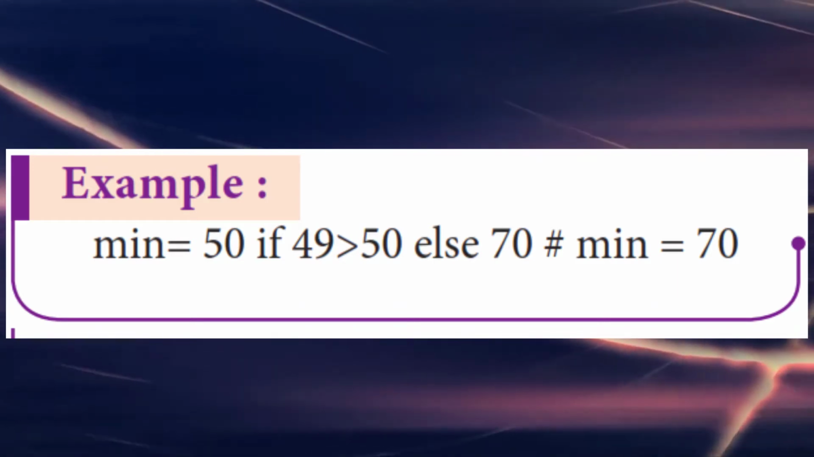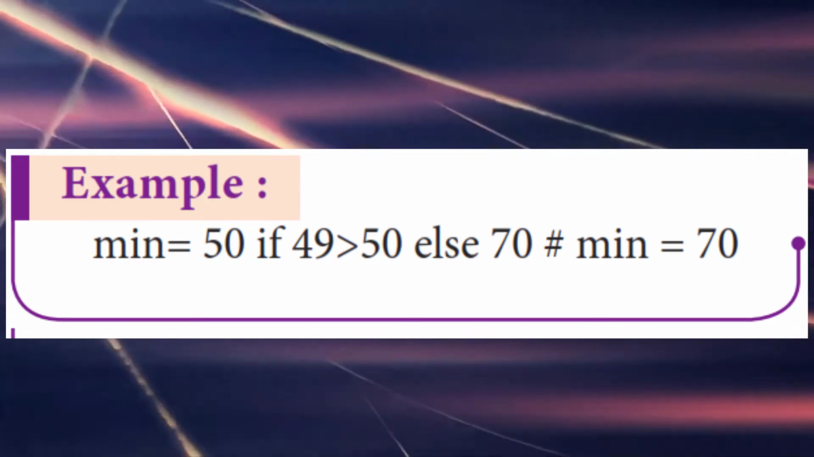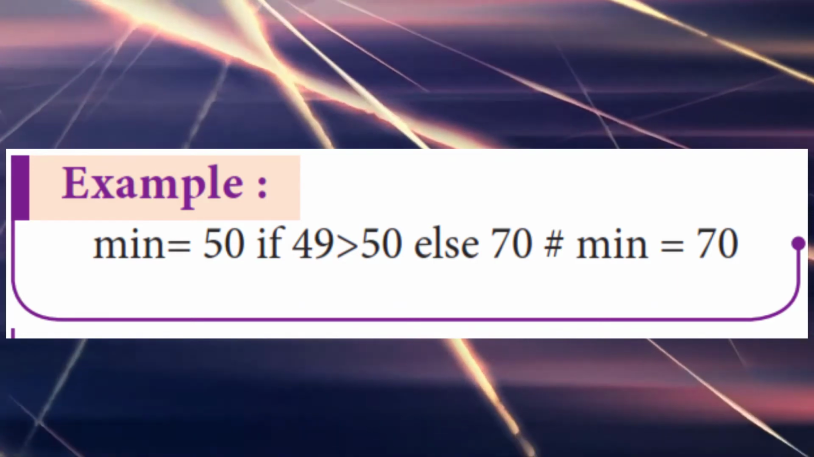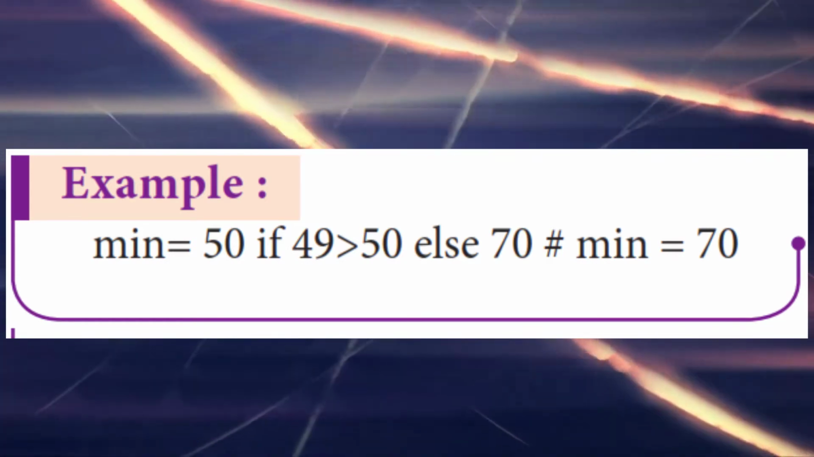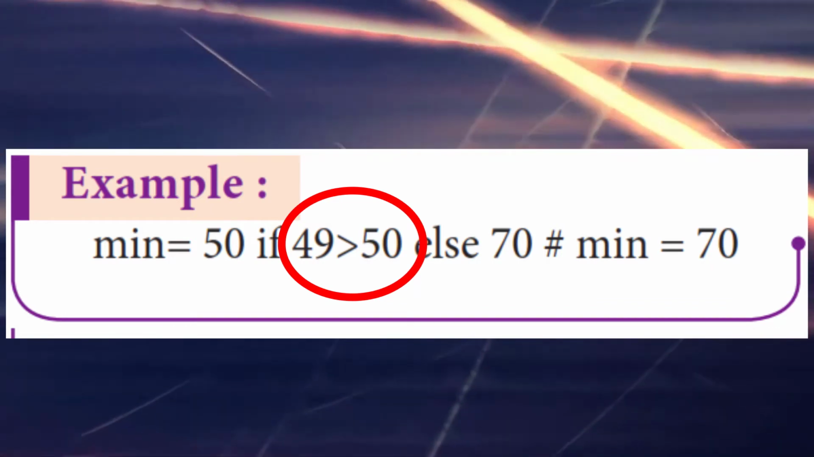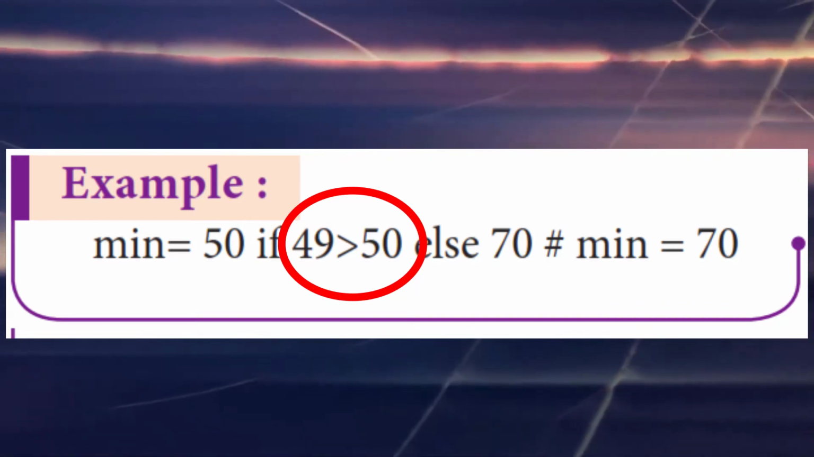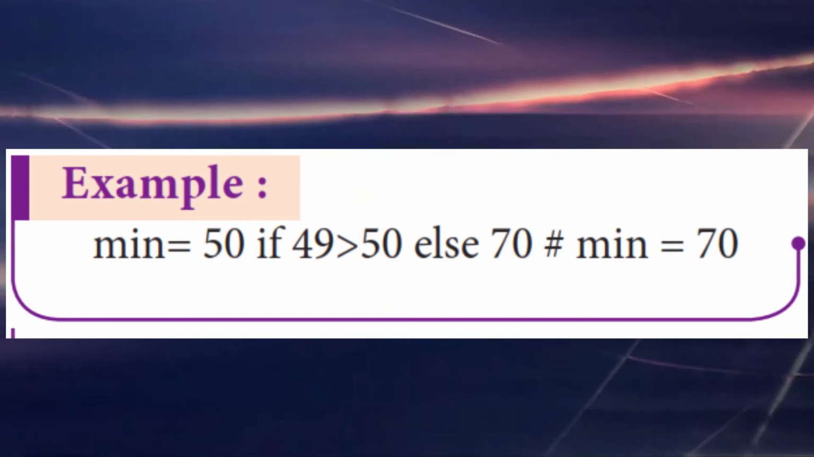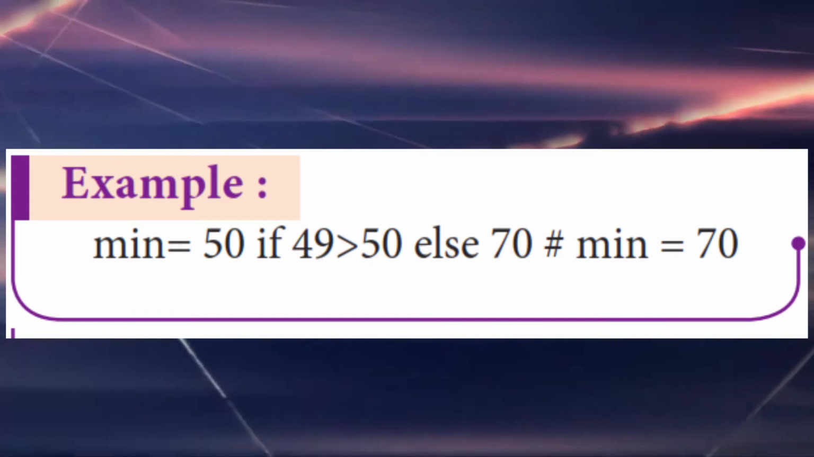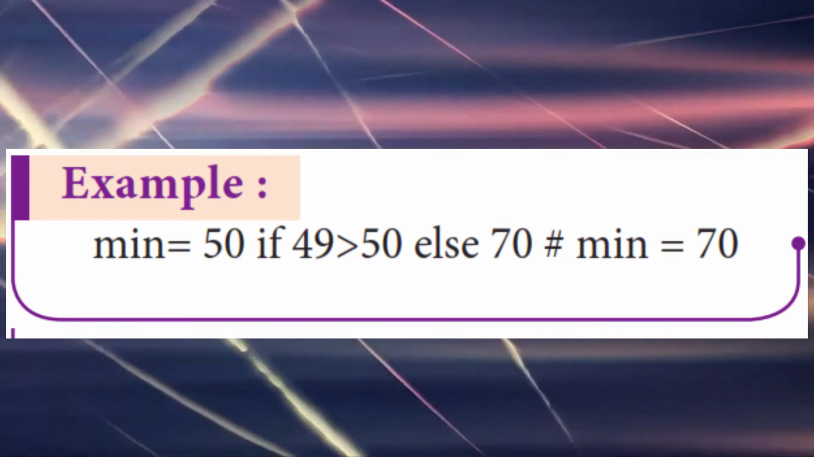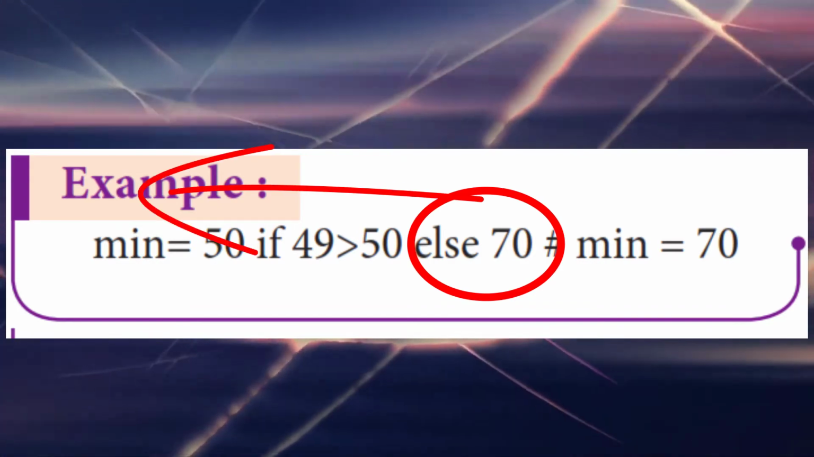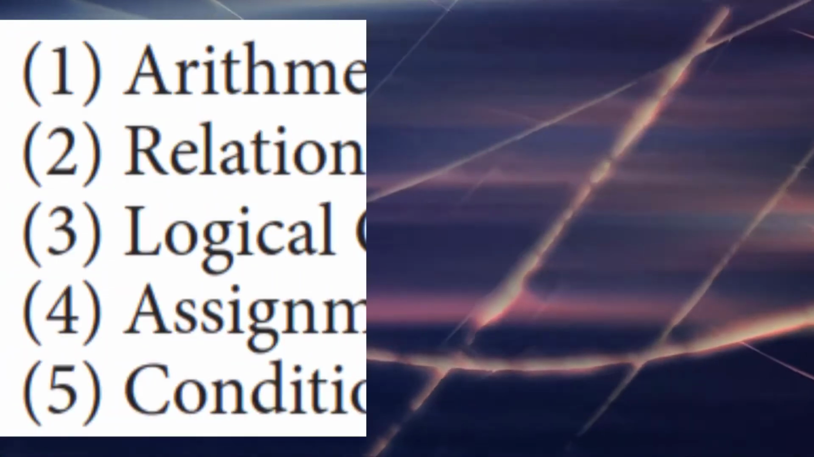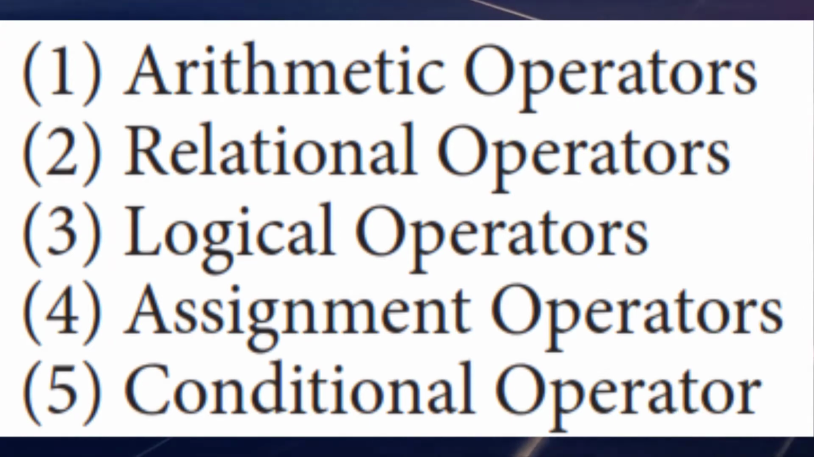Min is equal to 50 if 49 greater than 50, else 70. Here the value for min will be based on the condition 49 greater than 50. As 49 is less than 50, the condition will be false. So the false value, that is the else part value 70, will be assigned to min. So these are all about the different operators used in Python.